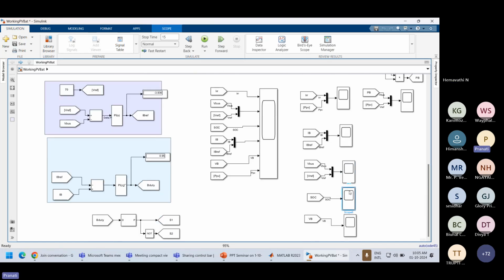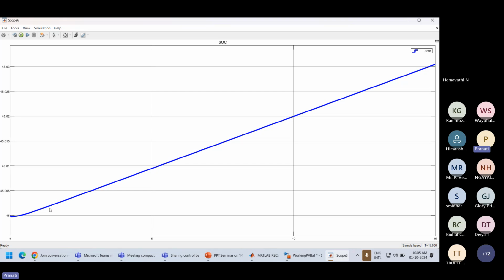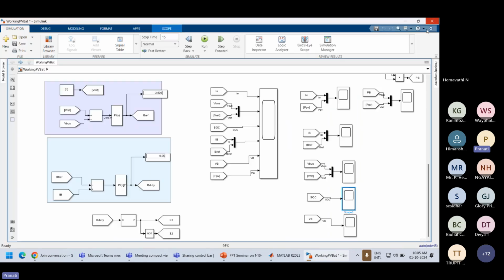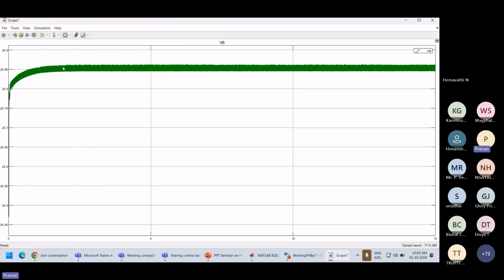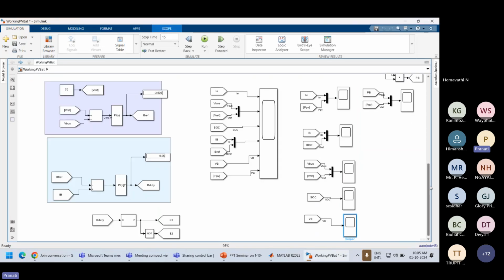State of charge: when the battery is charging, state of charge is increasing. Then battery voltage, anyhow, I have shown you here. Voltage is increasing when the battery is charging.